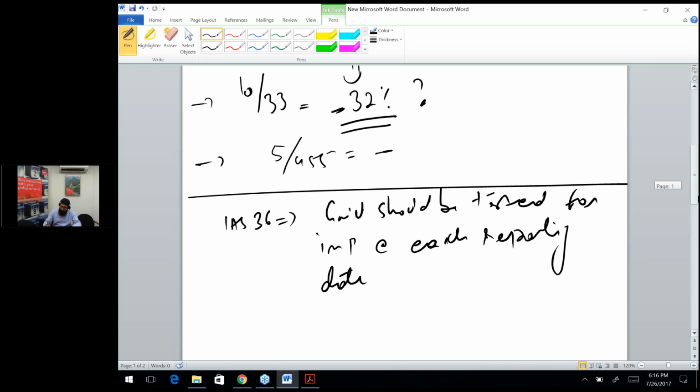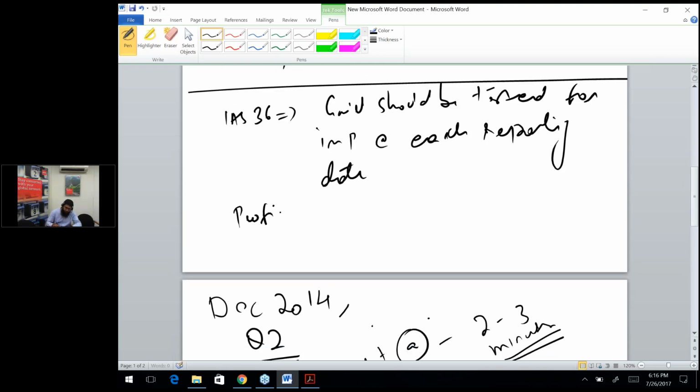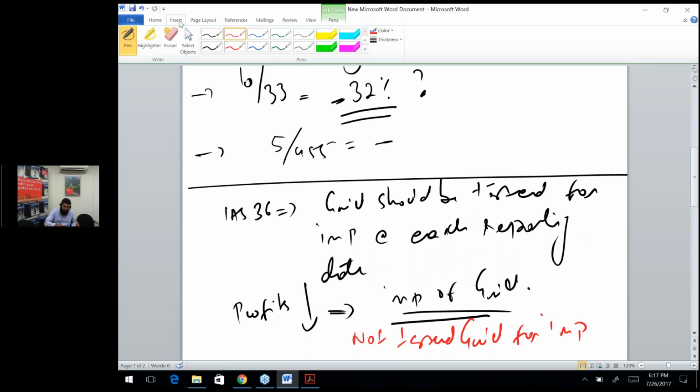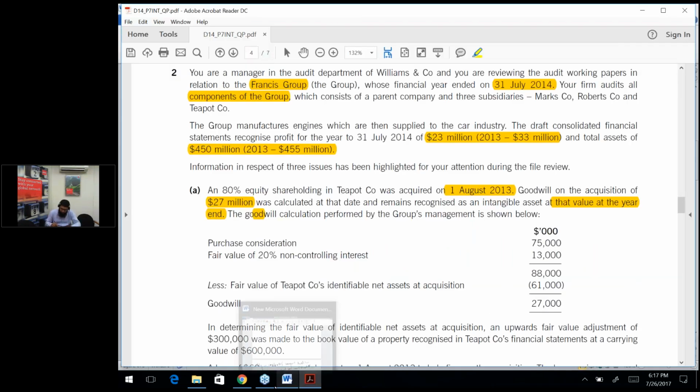Now, if you see this scenario, the company's profits are going down. If the profits of the company are going down, this would indicate that the company is not generating cash flows, and if the company is not generating cash flows, that's an indication of impairment of goodwill. But the question says that the goodwill was originally calculated at 27 million and it is still being carried at 27 million. That means they have not tested the goodwill for impairment. That's the first thing we have gone through in the question and understood. Now let's move forward and discuss further.